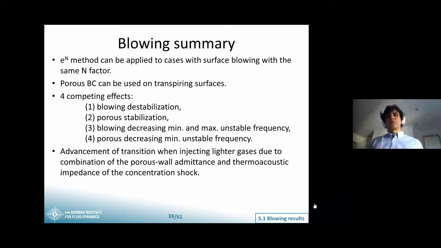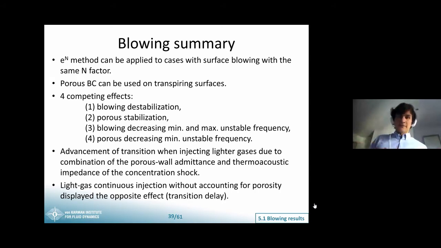We were also capable of establishing the reason for the advancement of transition when injecting gases lighter than air. It was actually due to a combination of the porous wall admittance and the thermoacoustic impedance of the concentration shocklet. And in fact, we observed that light gas injection, if done in a continuous fashion without accounting for porosity, actually had the opposite effect. So it was delaying transition.